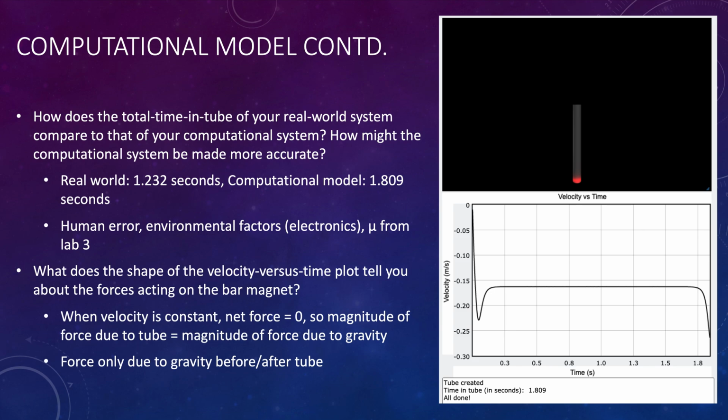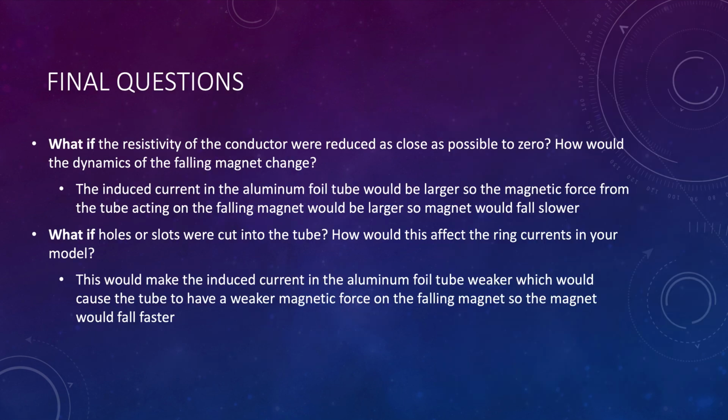And then the shape of the velocity versus time plot. So you'll see here, when the velocity is constant, that means the net force acting on the magnet is 0 because there's no acceleration. So you know that the magnitude of the force due to the aluminum foil tube is equal to the magnitude of the force due to gravity. And then of course, when the velocity is not constant, that's because the only force acting on the magnet is the force due to gravity.